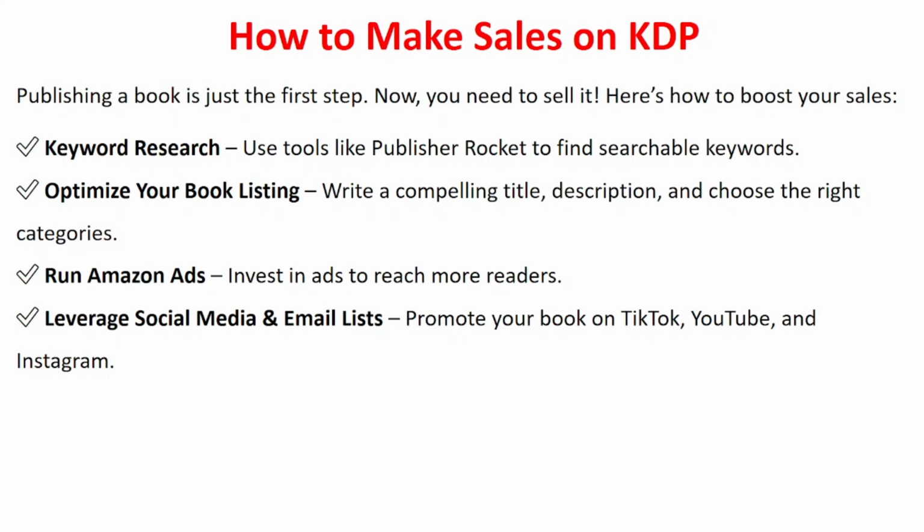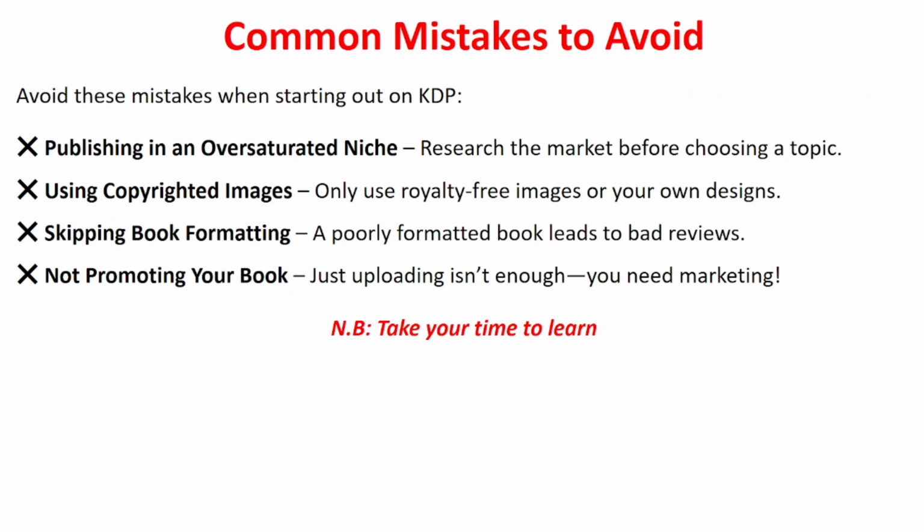Then these are common mistakes you should avoid. Number 1 is publishing in an oversaturated niche. You should know that you are in KDP to make money. So you cannot start going to a niche that's already oversaturated. Like if you just search it, you see like 6,000 results. It's crazy. Like, don't just go into there. You go to a niche that people are not really writing on and that has high demand. That is why you should research the market before choosing a topic.